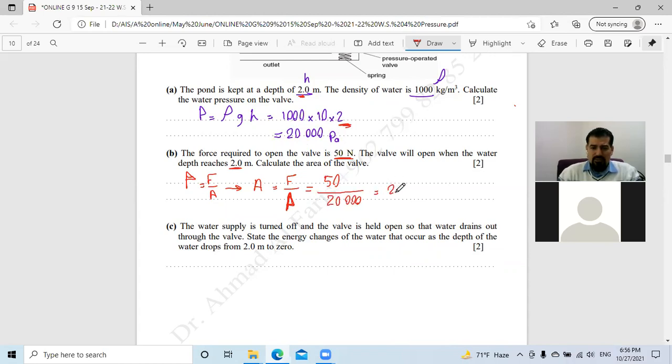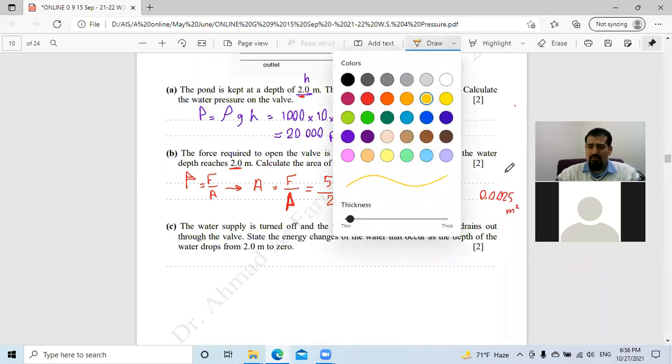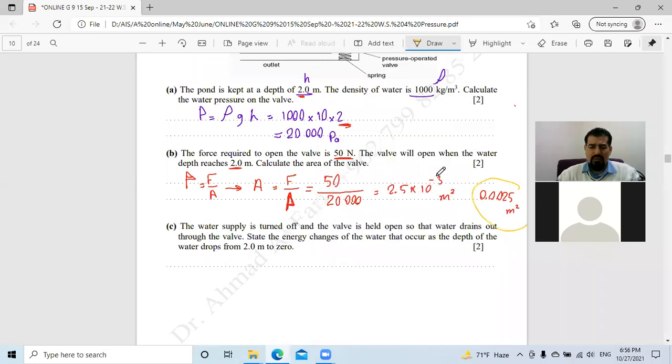So our answer will be 2.5 times 10 to the power of negative 3 cubic meter square, or you can write it as you can find on the calculator, 0.0025 meter square. Okay, it's the same answer. So it doesn't matter which one you write, this one or this one, it is the same thing.